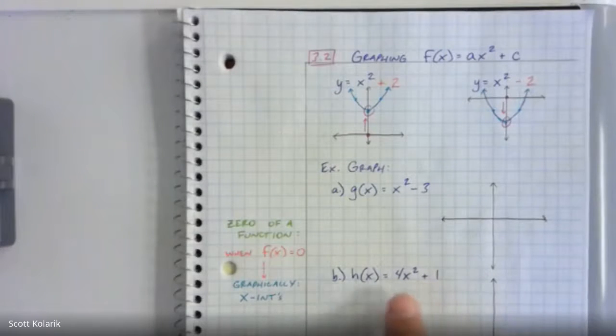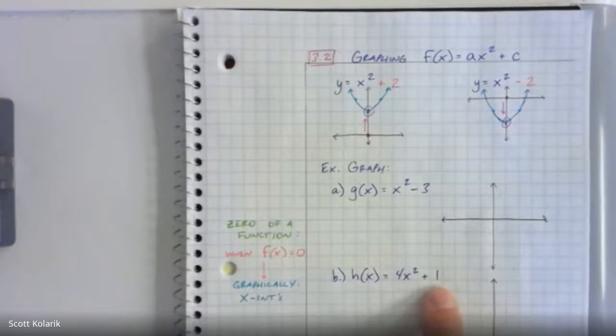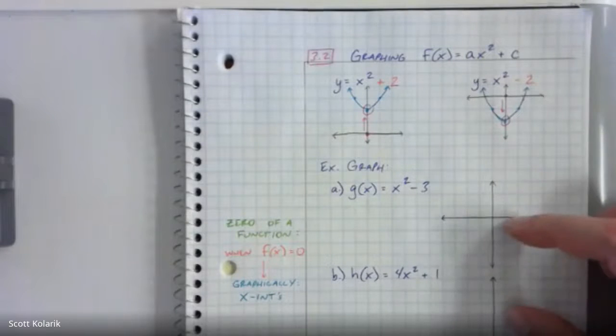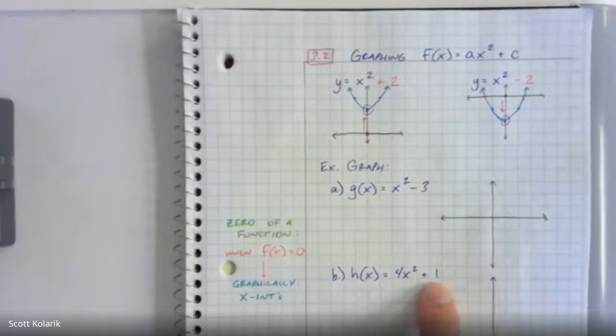The part I want you to focus on today will be that c, the plus or minus that's after the x squared right here. So that +1 simply means that whatever we would have done in section 1, I'm going to take that result and move it up 1 unit. It's going to move up 1 unit. That's what that +1 means there.